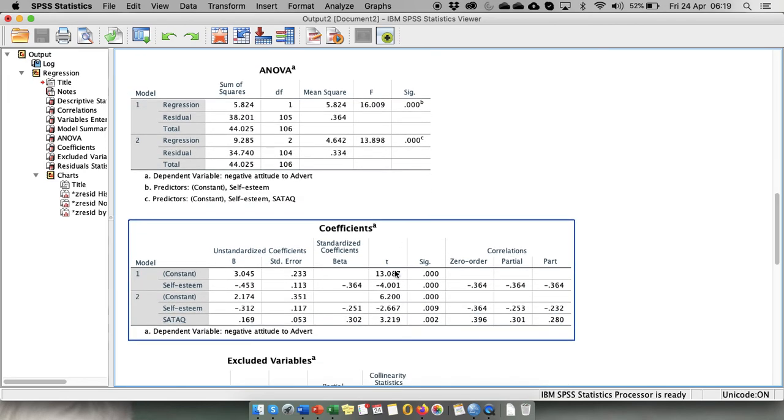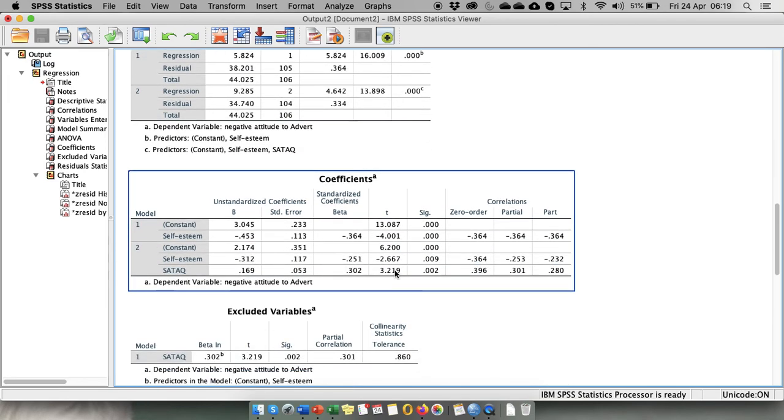So the next bit, what we have is the regression coefficients. So we have our standardized beta regression coefficient. And we can see self-esteem was entered first in the model, and its regression coefficient is exactly the same as its Pearson's correlation coefficient. So zero order represents the Pearson correlation coefficient. And it is a significant predictor.